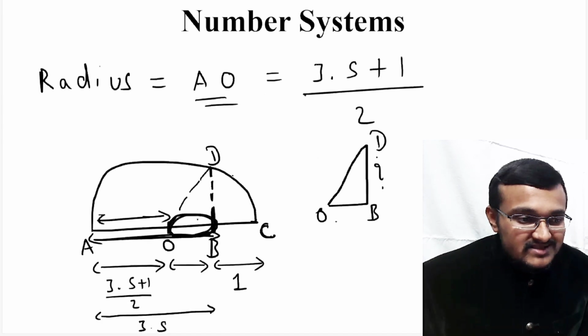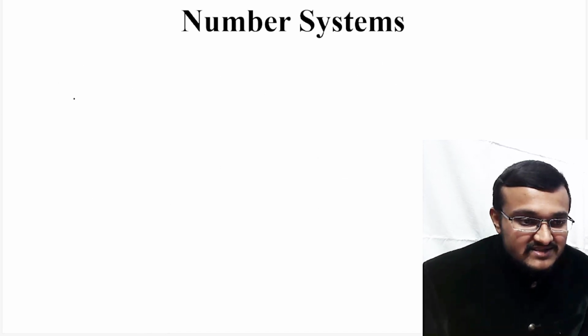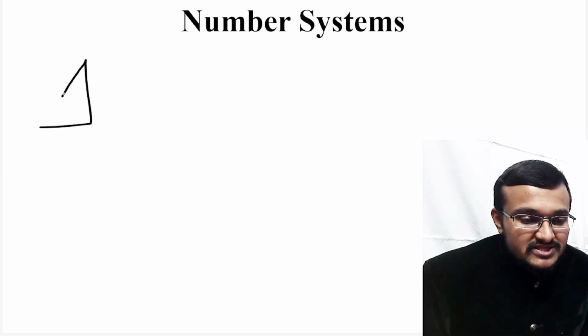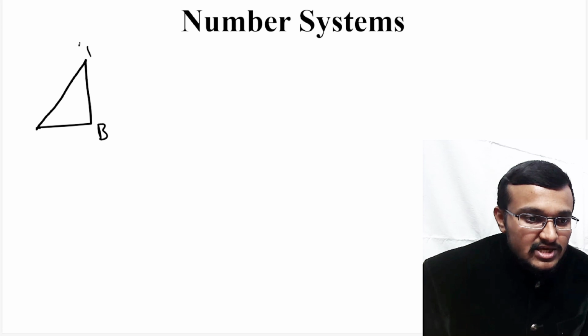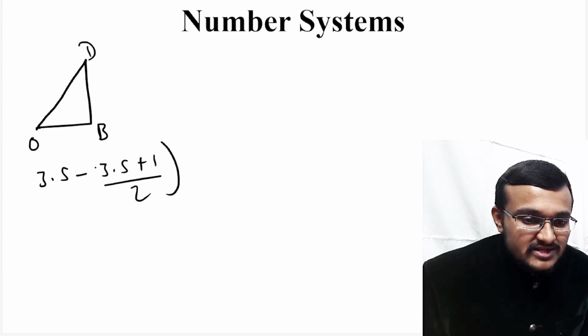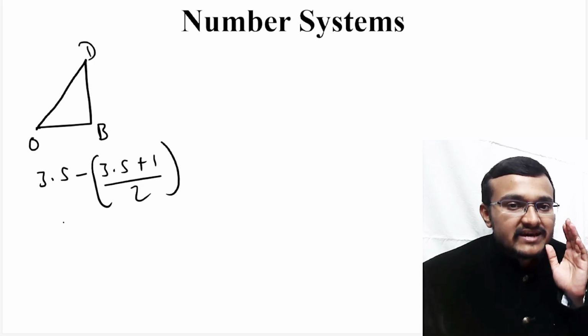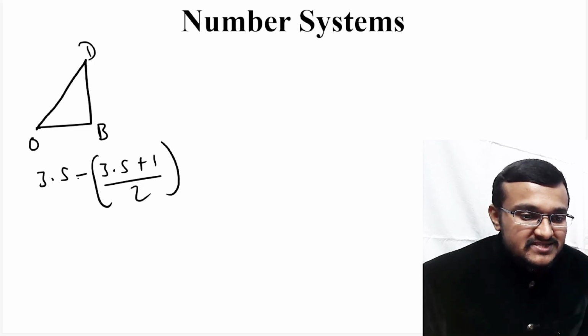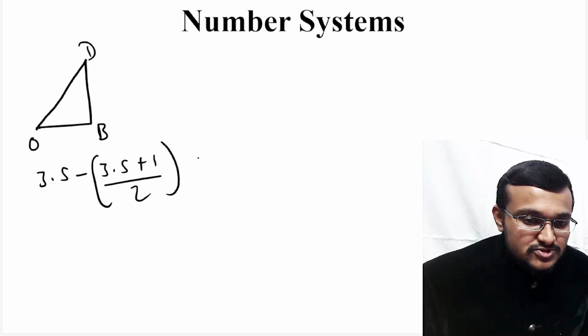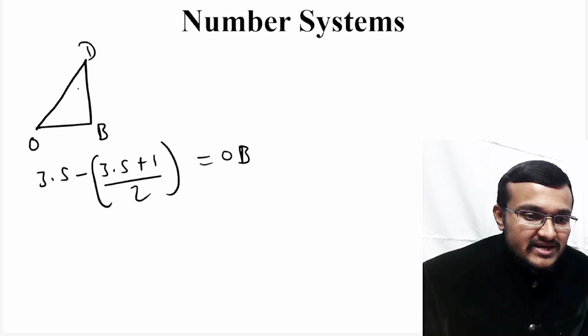So in this particular right angle triangle, I'll write this in a new slide. You have B, you have D and you have O. The value of OB is 3.5 minus (3.5 plus 1) divided by 2, and this (3.5 plus 1) divided by 2 will be in a bracket. So this is the value of OB.